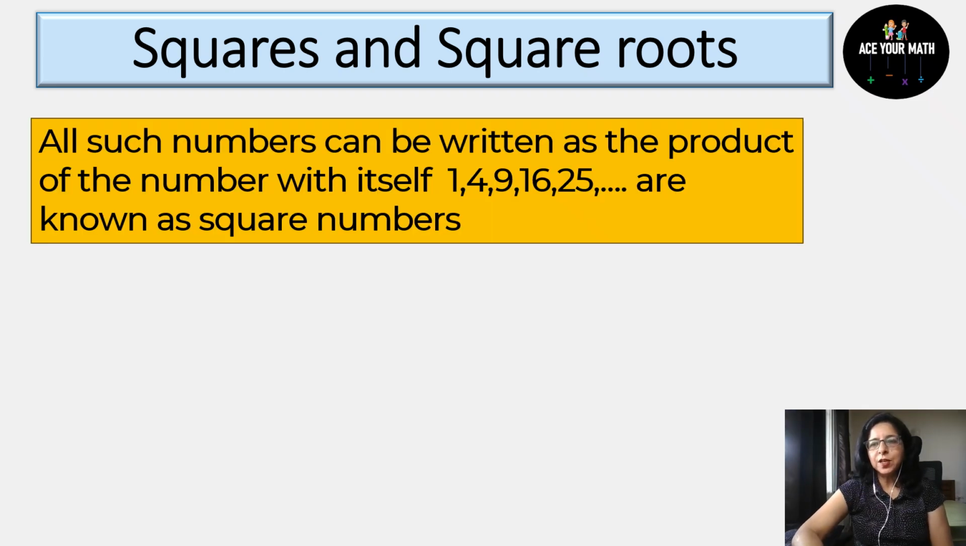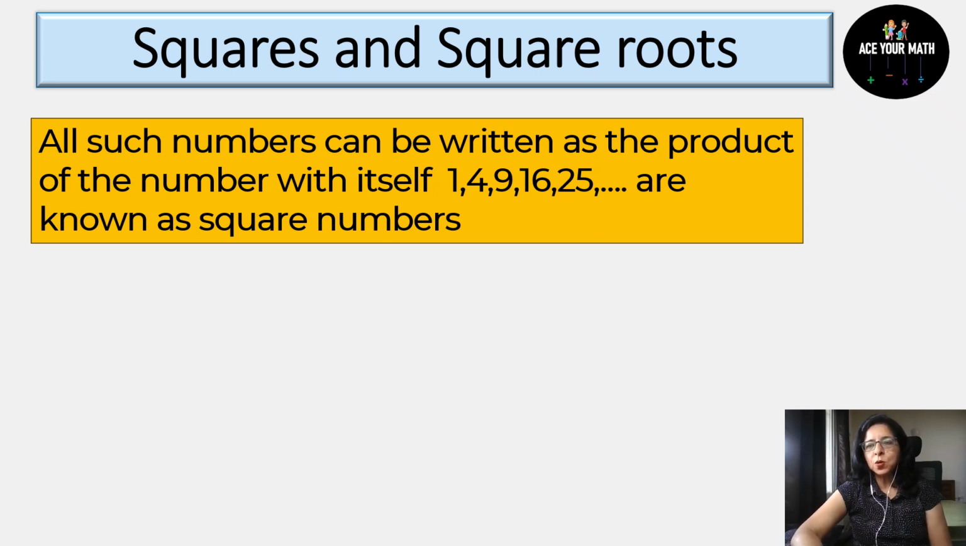Now first we'll see the definition of square numbers. All such numbers which can be written as the product of a number with itself are known as square numbers. We saw a few examples like 1, 4, 9, 16, 25. All these are square numbers. So there are many square numbers, or you can say there are n numbers of square numbers.